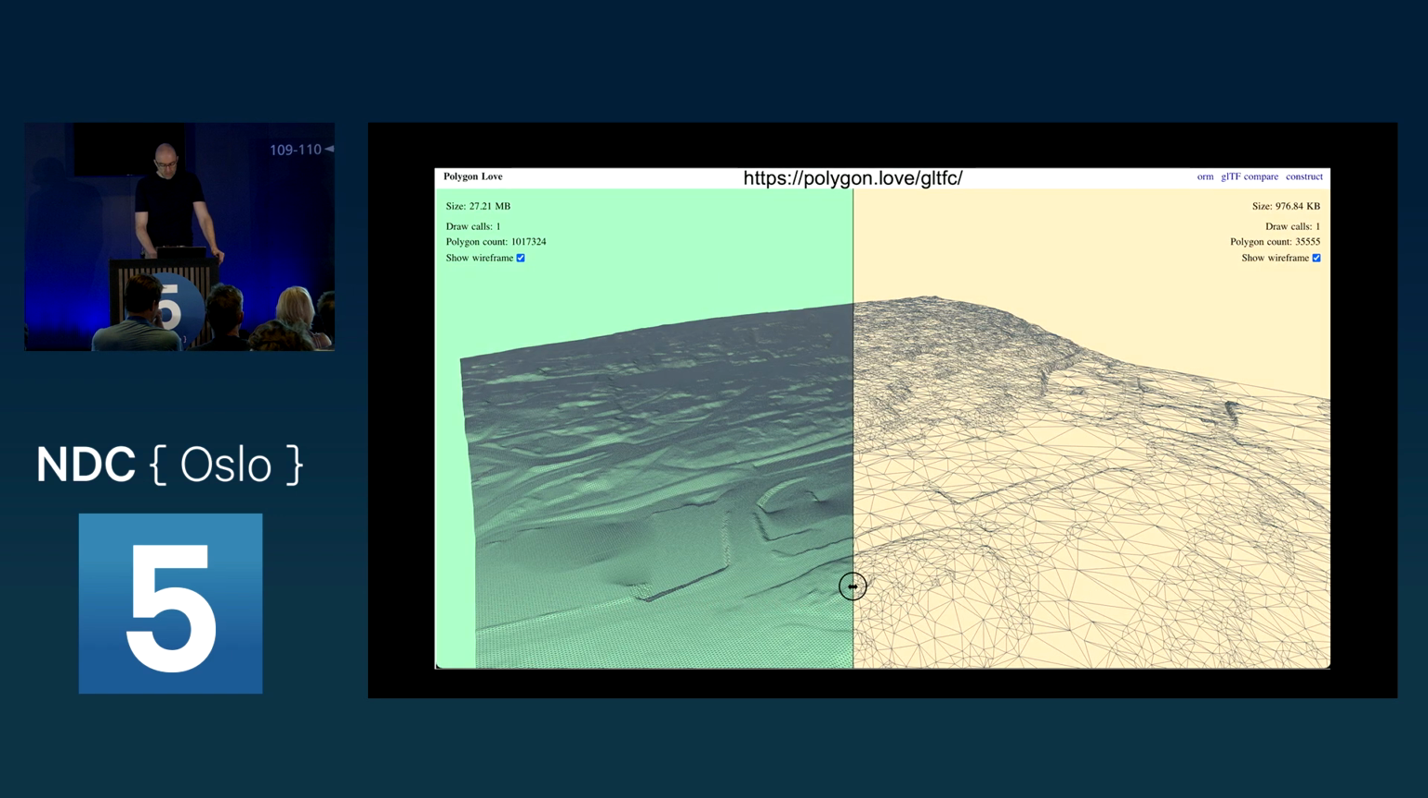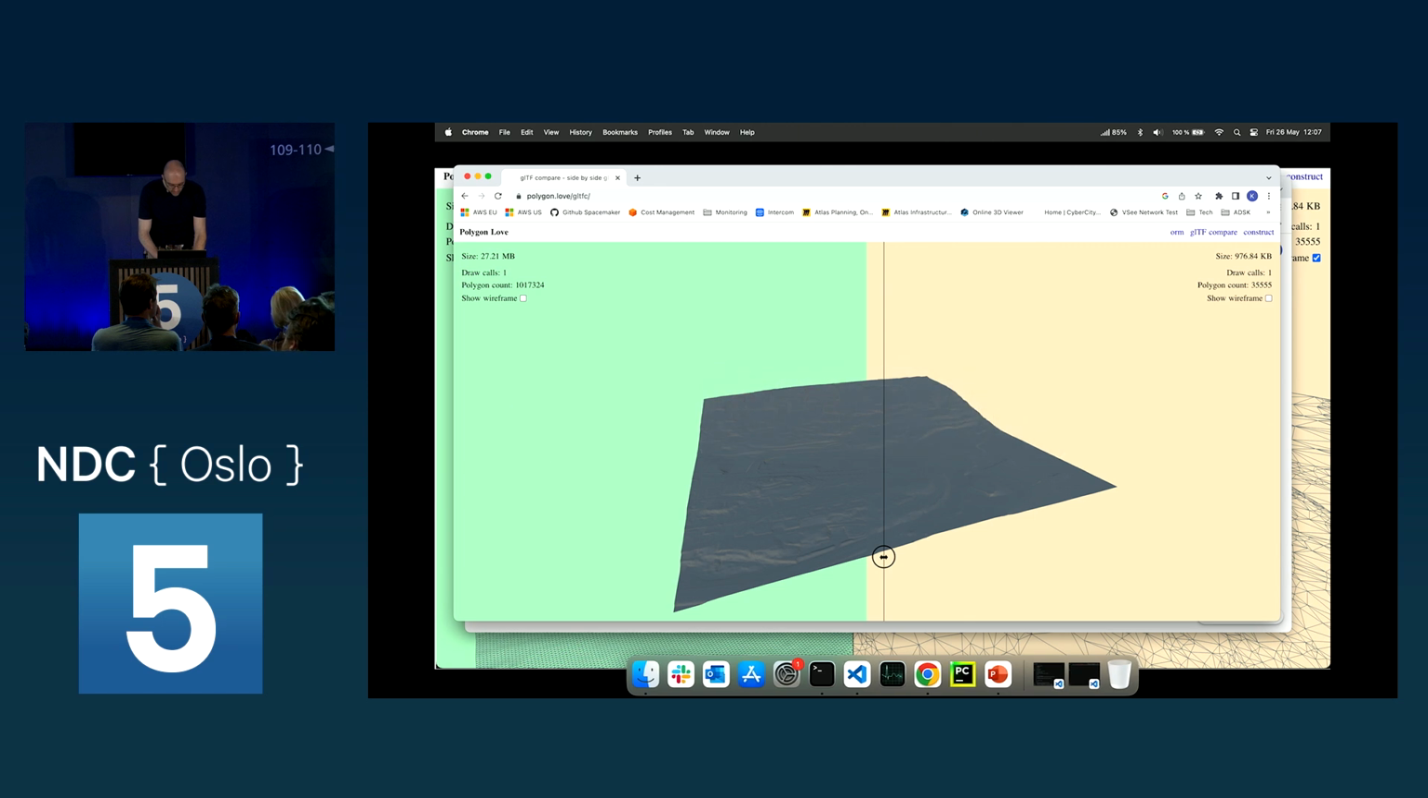So here's an example of a simplification that has been taking place. There's a great tool with the URL polygon.love. We love polygons, don't we? You can drop two GLB files, essentially mesh files, and do a visual comparison of them. Let's see if I can do this. Yes, it even works.